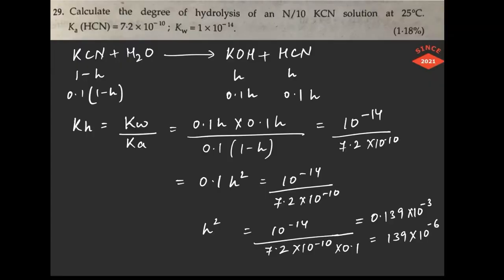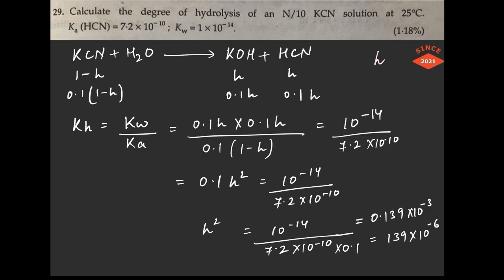Calculate the degree of hydrolysis of an N by 10 KCN solution at 25 degrees centigrade. Acid dissociation constant, that is Ka for HCN, is given and Kw is given. When KCN undergoes hydrolysis, KCN plus water will form KOH and HCN, right? Now if we represent the degree of hydrolysis by H, then out of 1 mole, H moles dissociate to give H moles of KOH and H moles of HCN. So if the initial concentration of KCN is 0.1 mole per liter.